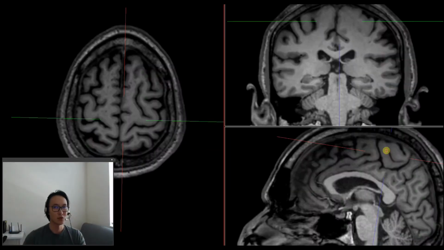To localize the central sulcus, you can use a lot of tips. I mean, a lot of tips. But I'll talk about the three tips that I use more frequently during my routine.